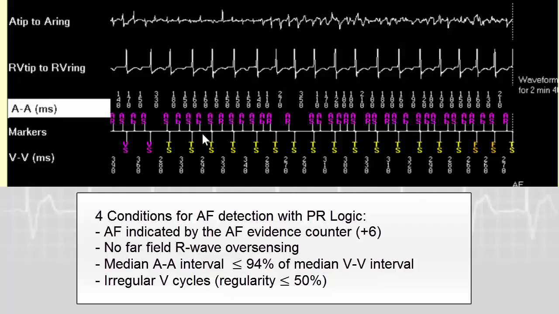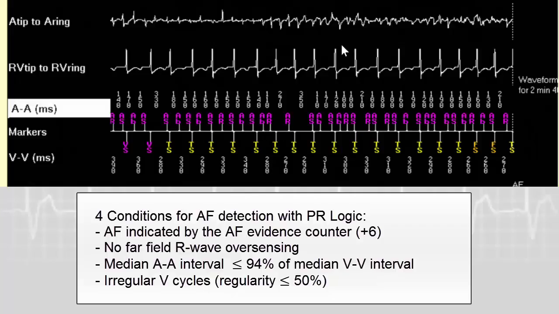The third step will be a comparison between the atrial rhythm and the ventricular rhythm. The atrial rate must be faster than the ventricular rate, with a median atrial interval less than 94% of the median ventricular interval, and this is clearly the case in this patient.